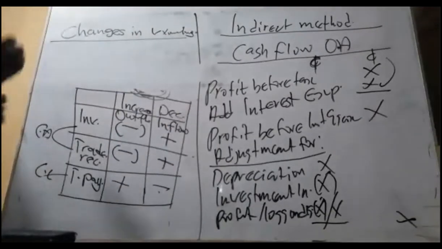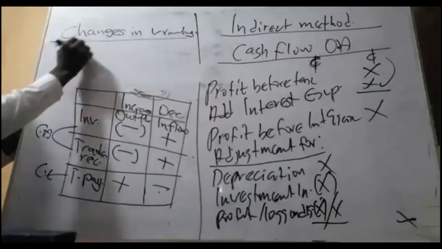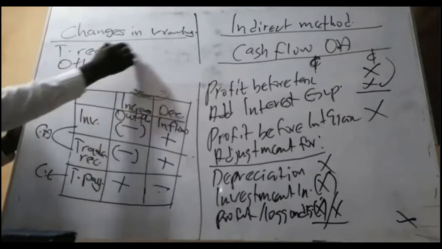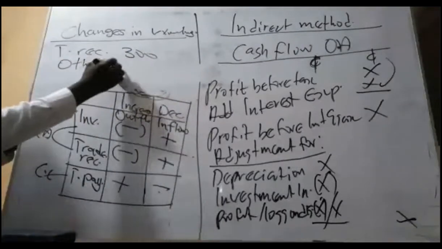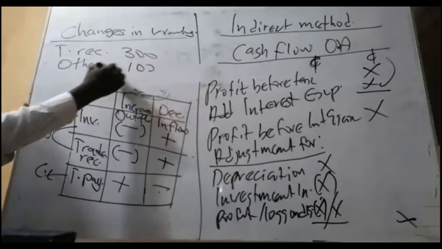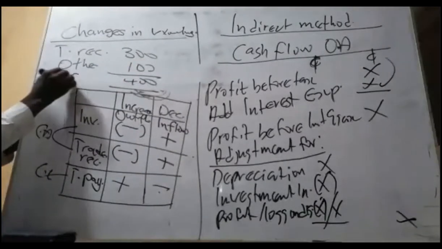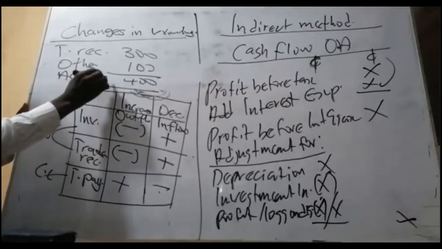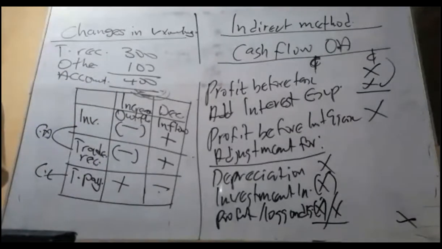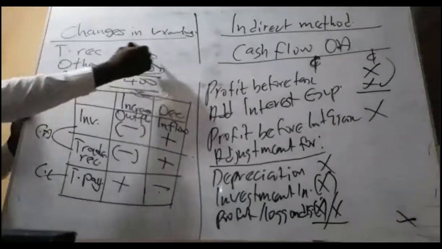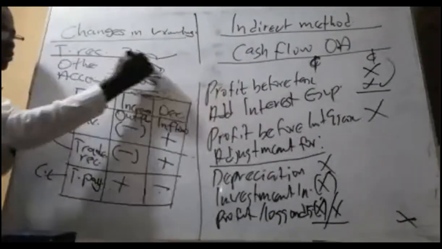So trade receivable plus other receivable: maybe trade receivable 300, other receivable 100, total giving us 400. This is what we mean by account receivable. So in the question where the examiner gives you account receivable, please get the other receivable and take it off to get the trade receivable. We like the trade receivable.